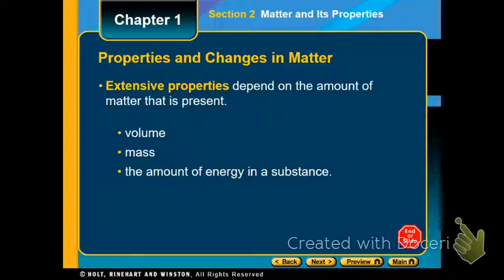So again, volume does measure an amount. If you think about a 2-liter Coke or a gallon of milk, it does tell you how much you have of that substance. Mass, if a penny is 5 grams, that is the mass of it. Tells you how much copper that you have for your penny. And then, of course, your energy is another example. So those are extensive properties.